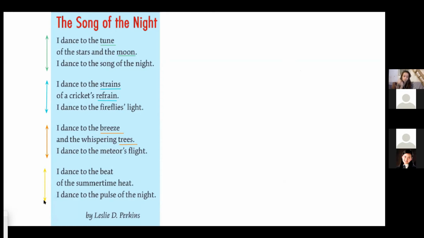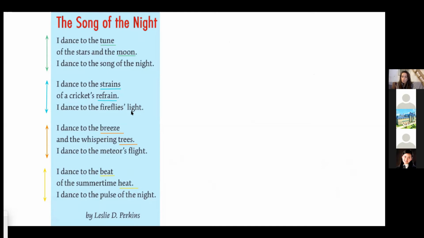The whole poem. The fourth verse, the last three lines of this poem. I dance to the summertime heat. I dance to the pulse of the night. Okay, thank you. Which two words rhyme in this verse? So, do we all see that this poem follows the same structure, right?